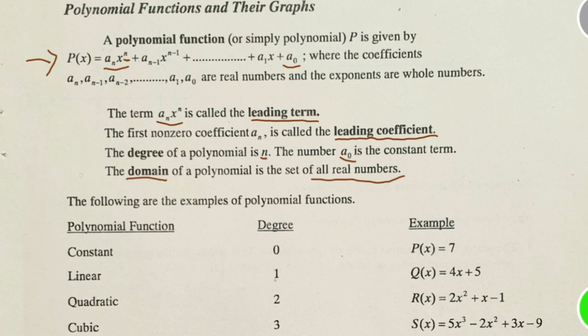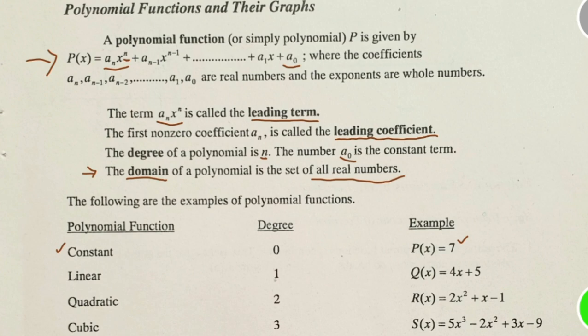Okay, you know these points. After that, some particular polynomial functions you have to note. Constant polynomial, you say constant function. This is the format: p of x is 7. That means in this function (1,7), (2,7), (0,7), and so on, all ordered pairs are in this function.